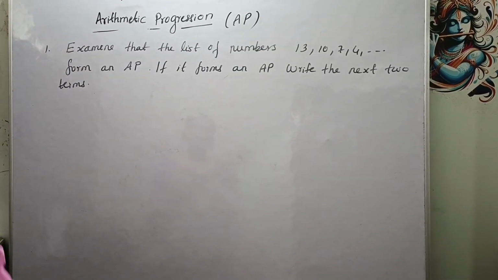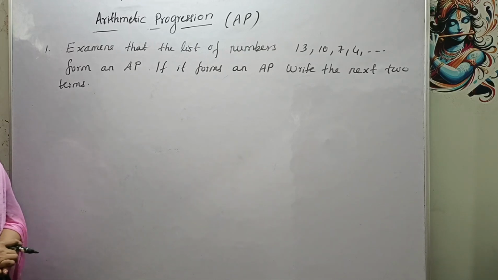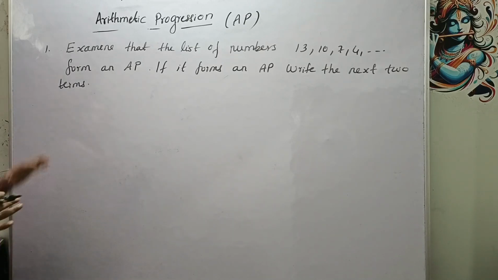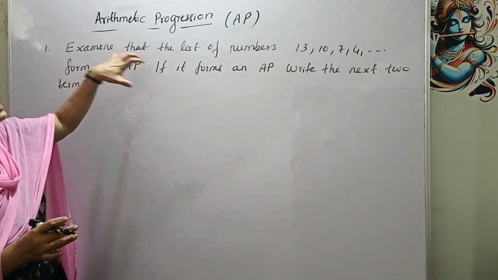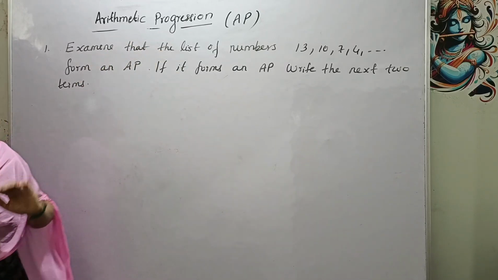Now let's go through an example. Examine whether the list of numbers 13, 10, 7, 4, etc. forms an AP. An AP means arithmetic progression. If it forms an AP, write the next two terms. So here, first of all, we have to check whether this list of numbers is an AP or not.